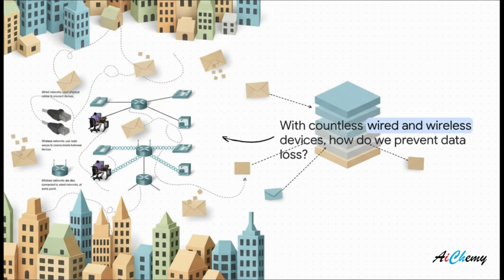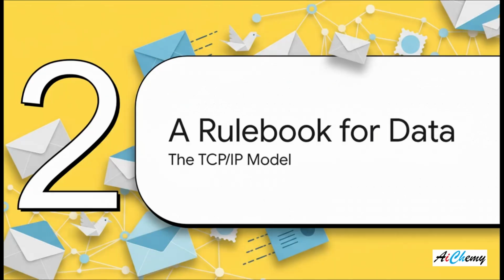So the big question was, how do you make sure your message doesn't just disappear into thin air? Well, the answer is actually this really elegant, universally accepted set of rules called the TCP/IP model. This is it. This is the official rulebook. It's the postal service that literally the entire internet agrees to use.